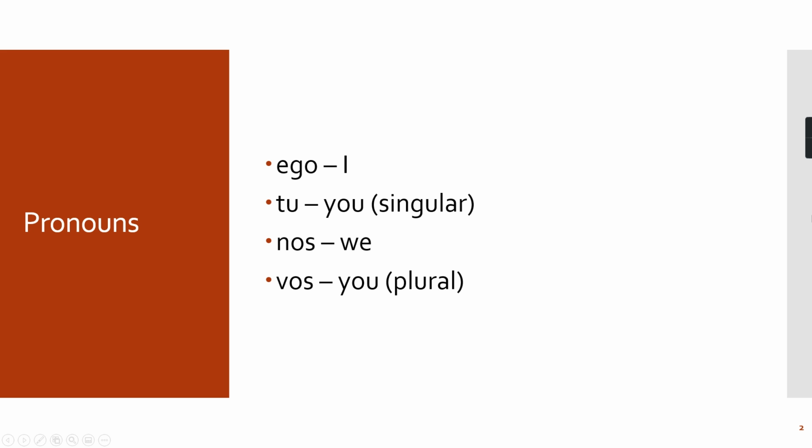Okay, so for your first part of your starter, the pronouns that we already knew before the lesson yesterday were ego, which means I, tu, which means you singular. The ones that we learnt yesterday were nos, which is we, and vos, which is you plural. Okay, so those are the things that we did yesterday.